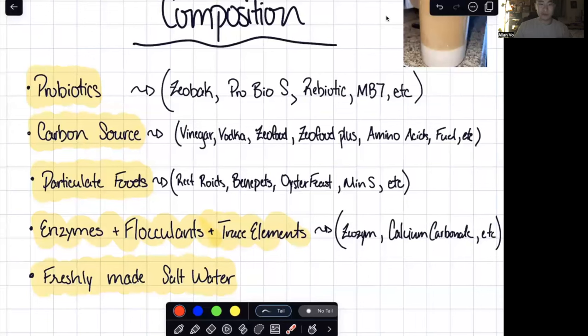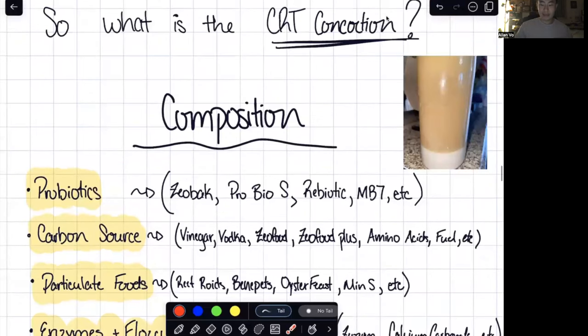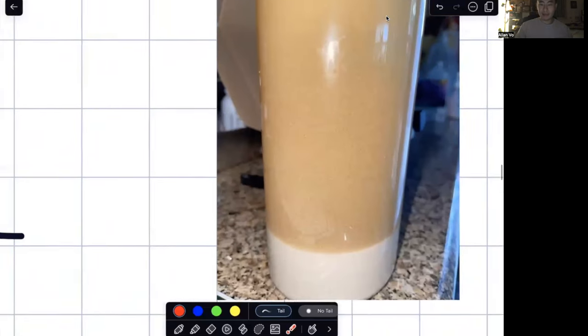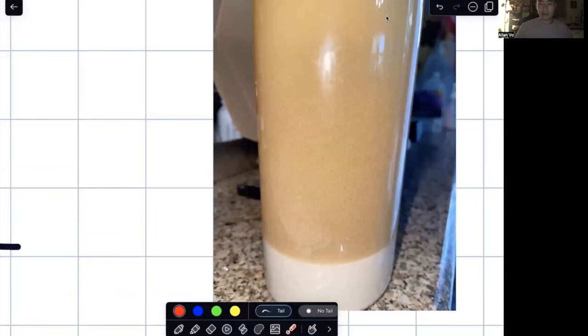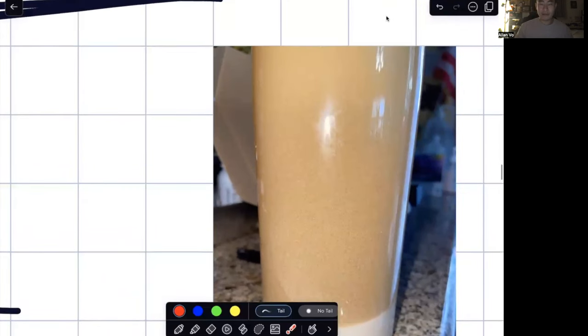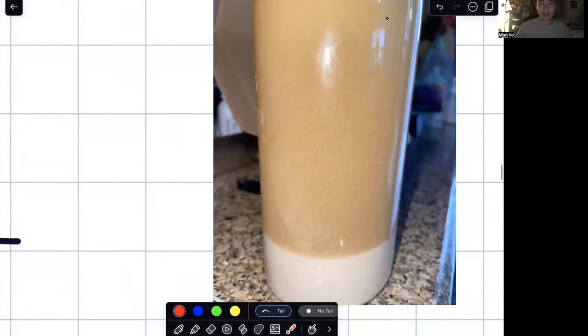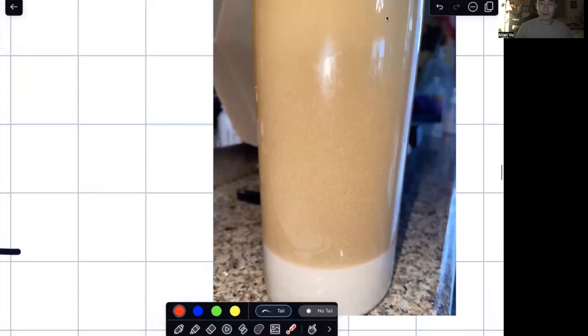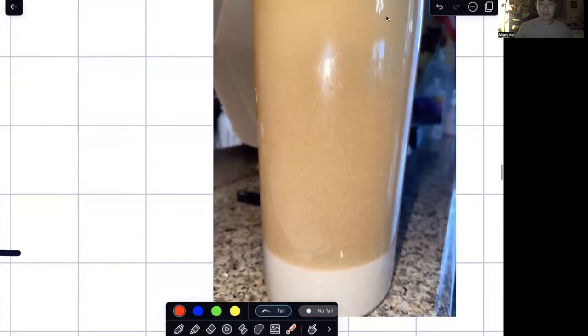Because bacteria are pretty indiscriminate. They will pretty much decompose anything just given enough time. And as you can see here, this looks completely different than pretty much any other mixture or food combination out there on the market, or just like feeding methodology out there.